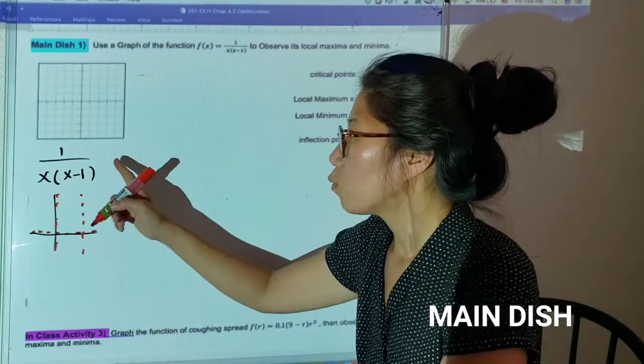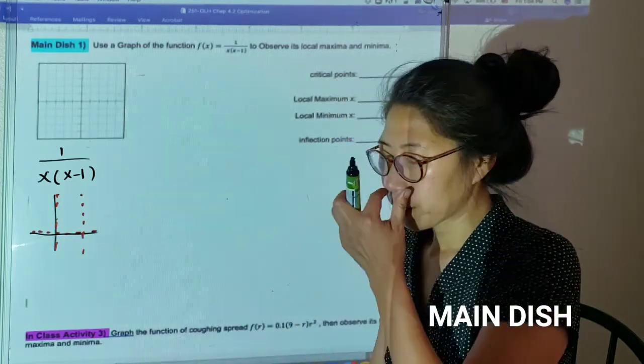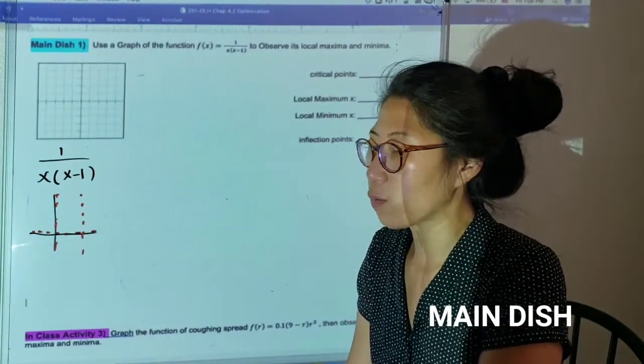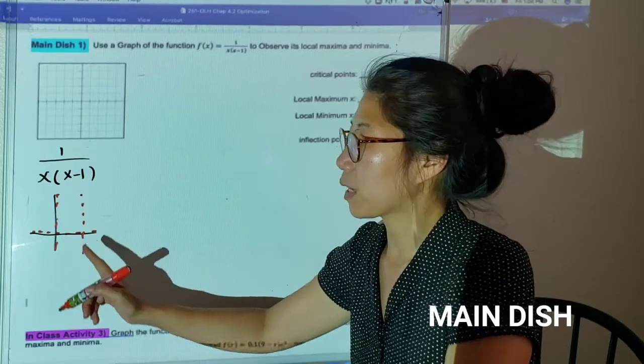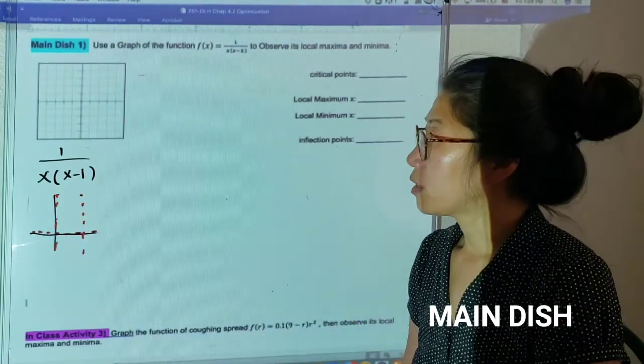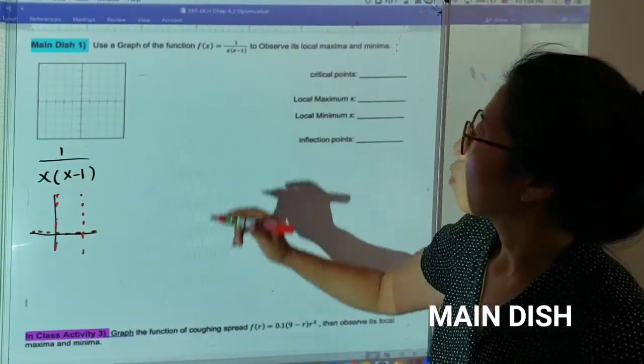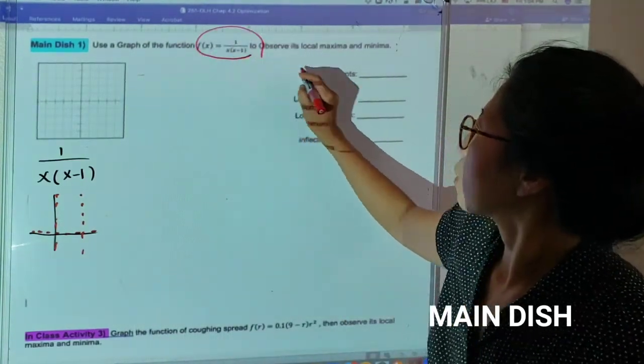Anyway, so we use the asymptotes and the x-intercept and y-intercept in order to graph it, and then by plugging in and testing, that's how we graph. But this time, I'm going to show you how we graph this one using calculus. So first of all, I'm going to find the critical points.